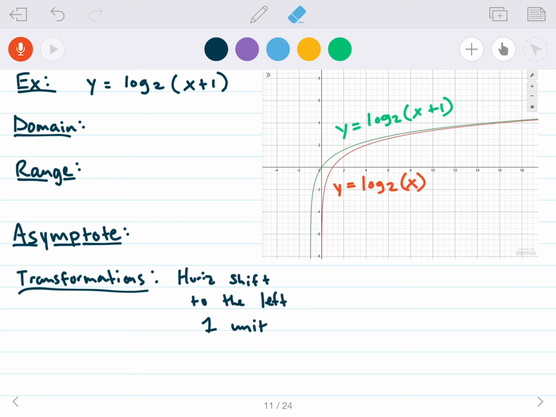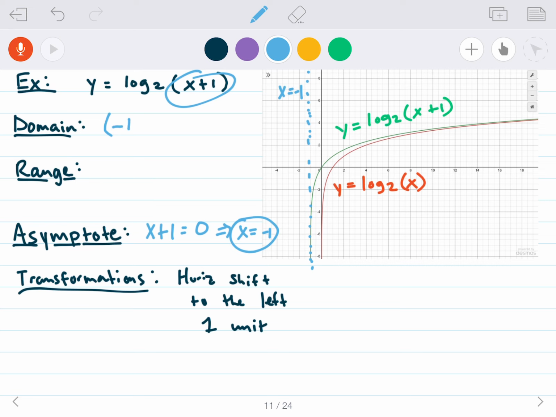So what's the new domain of the green guy? Well, we have to first consider what the asymptote is. The asymptote happens when this argument is equal to 0. Solving for x, we get that the horizontal asymptote is at x equals negative 1. So let me just do a dot right here. Sorry, I think I said horizontal, I meant vertical asymptote. This vertical asymptote is at x equals negative 1, and therefore that's where our domain starts. We're starting at negative 1, right?